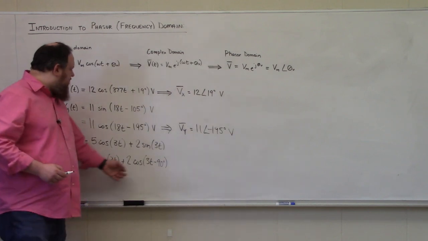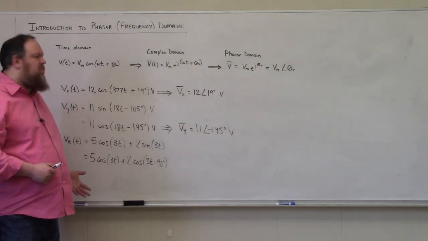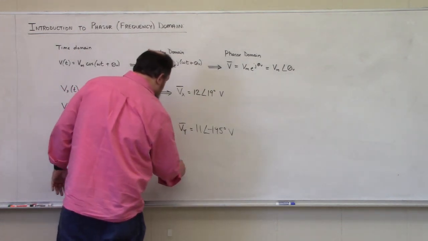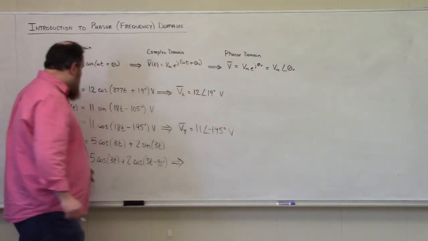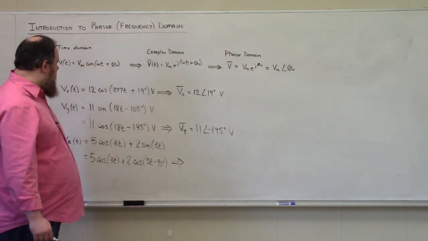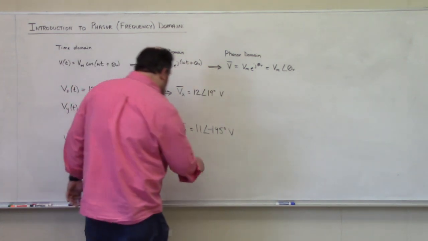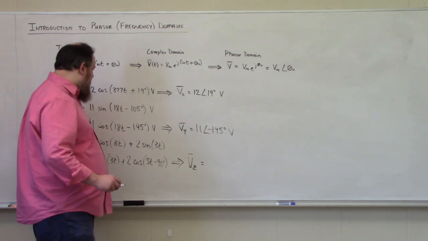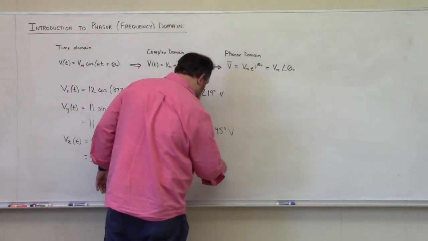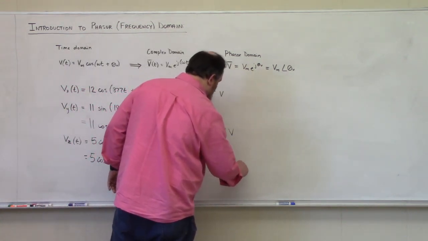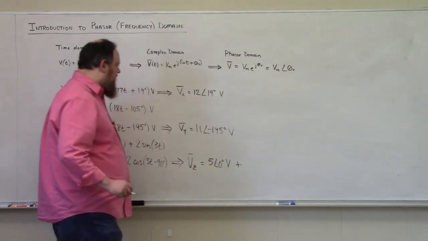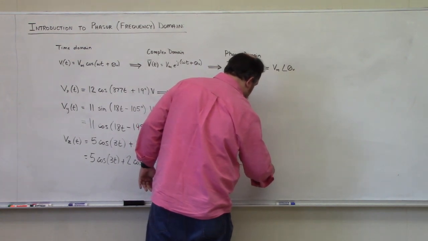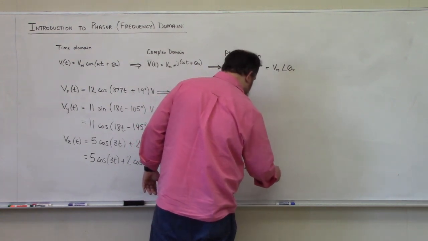And performing this mathematical operation actually requires an awful lot of trig identities that are kind of mean and ugly. So instead, we could convert each of these terms into a phasor so that we would have Vz phasor would be 5 angle 0 plus 2 angle negative 90 degrees. Both of these are volts.